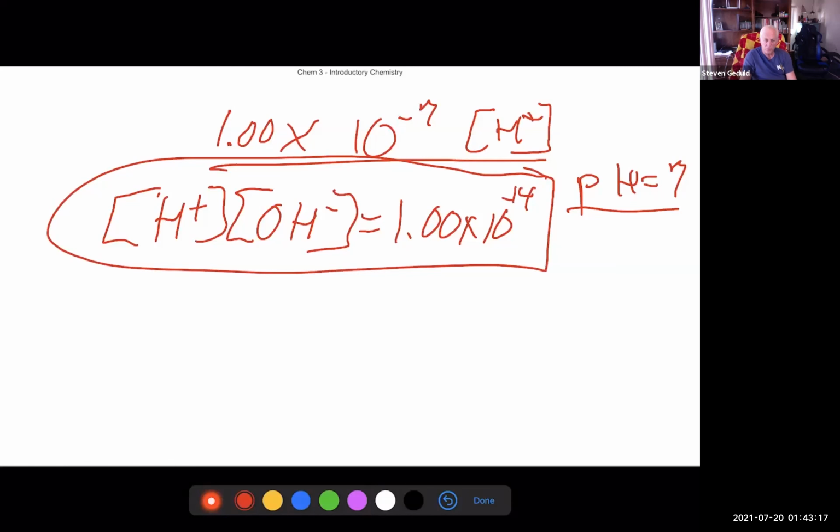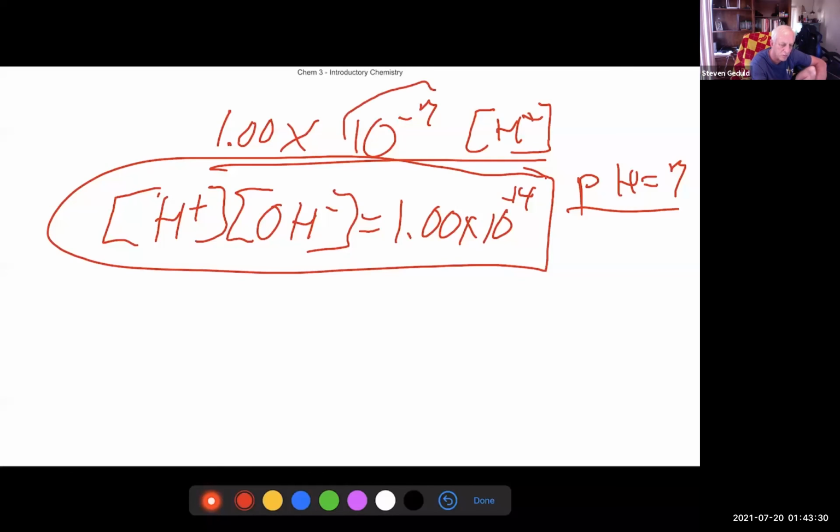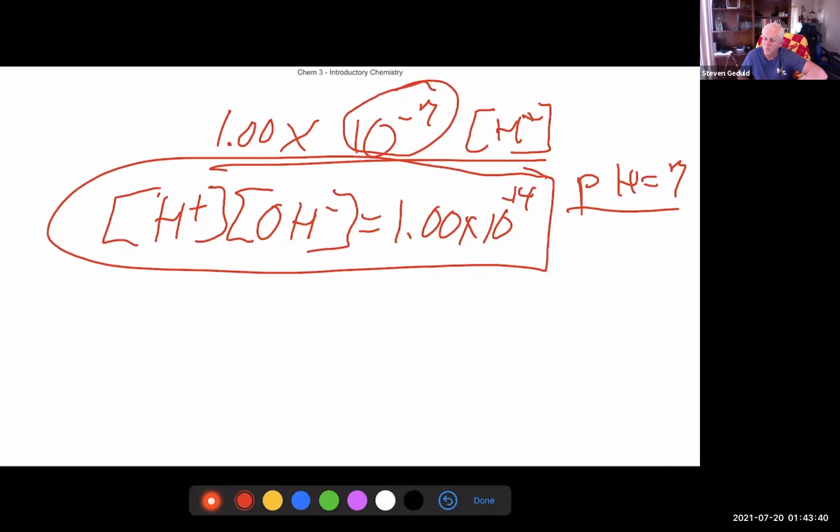When it's neutral, the H plus and the OH are the same, right? You don't have an acid, you don't have a base. H plus is 10 to the minus 7, OH is 10 to the minus 7. That's your neutral point. You multiply them together, you get 10 to the minus 14. As the H plus goes up, the OH goes down. That's acidic. If the H plus goes down, OH goes up. That's basic. You can always multiply them to equal 10 to the minus 14. Remember, brackets around something mean concentration.